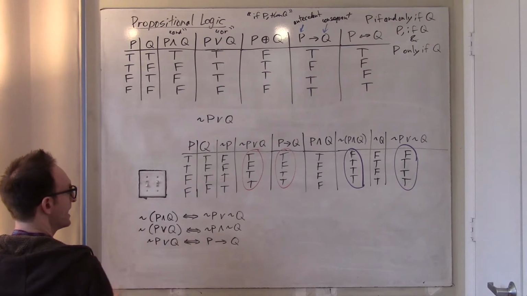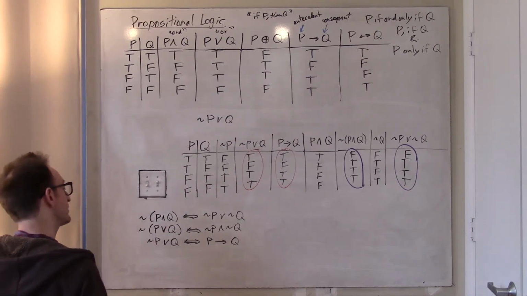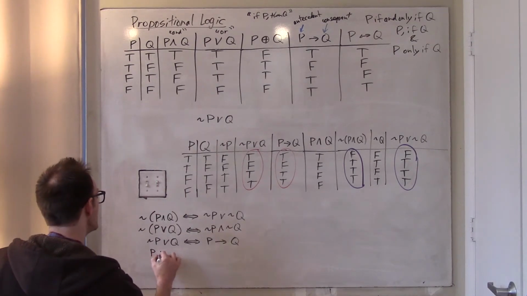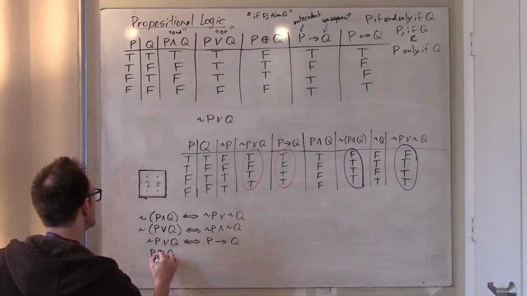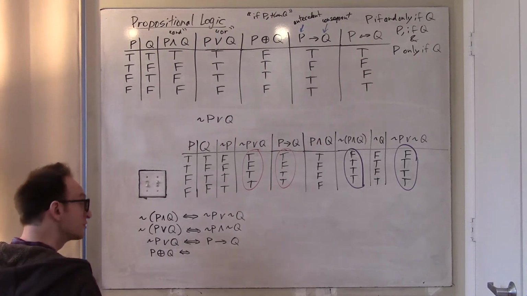What else? There are a bunch more. For example, one of the things I told, well, okay, let's just go in order. Are any of these interesting? Well, P exclusive or Q is logically equivalent to, well, what does it mean? It means that they have different truth values.